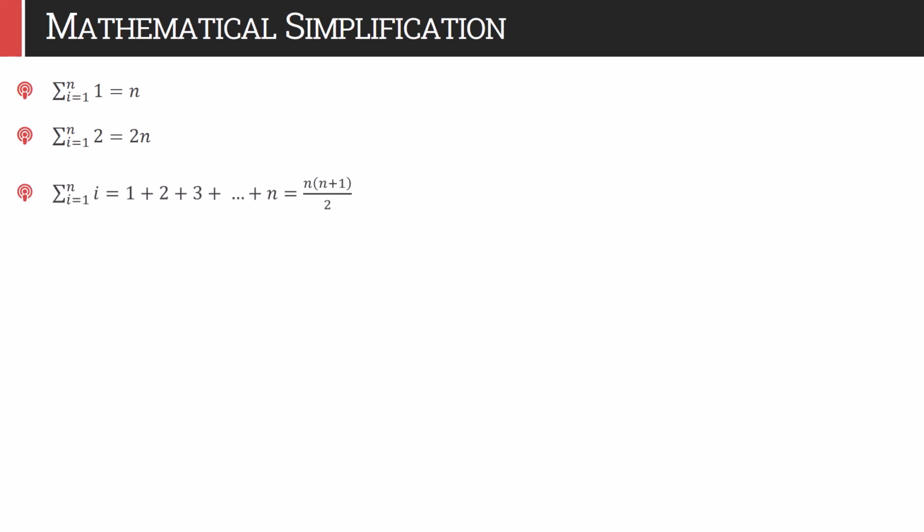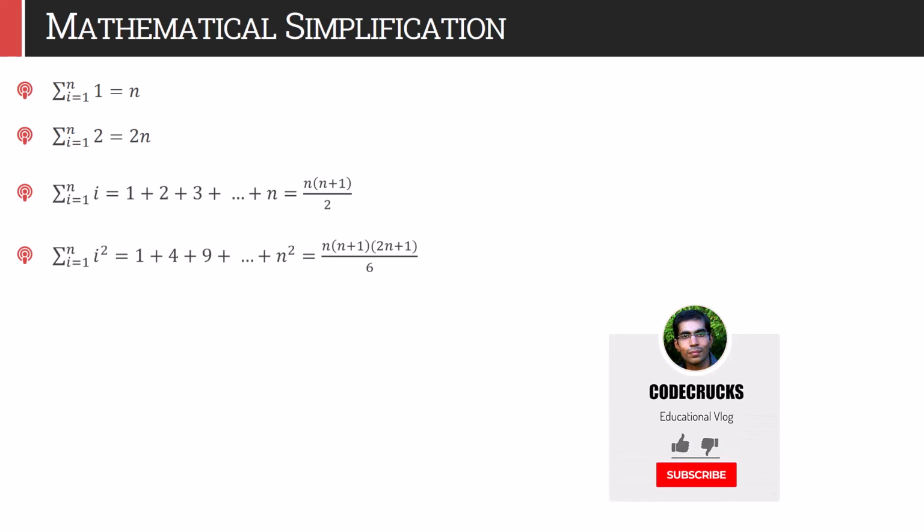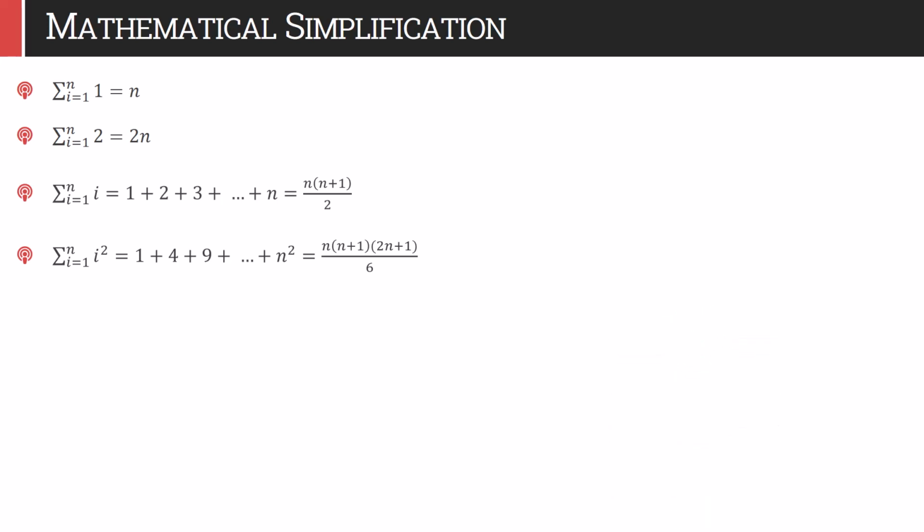Sigma i equal to 1 to n of i. So that will be the summation 1 plus 2 plus 3 up to n. And in the mathematical formula, we can write it as n(n plus 1)/2. Sigma i equal to 1 to n of i square. That would be 1 plus 4 plus 9 up to n square, and that we can simplify using the equation n(n plus 1)(2n plus 1)/6.